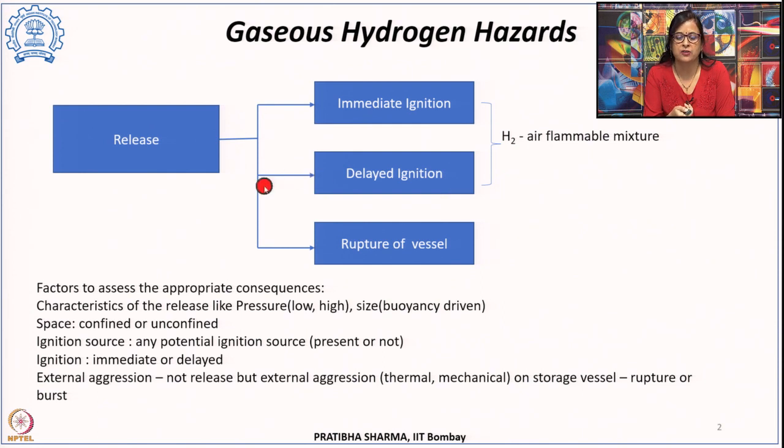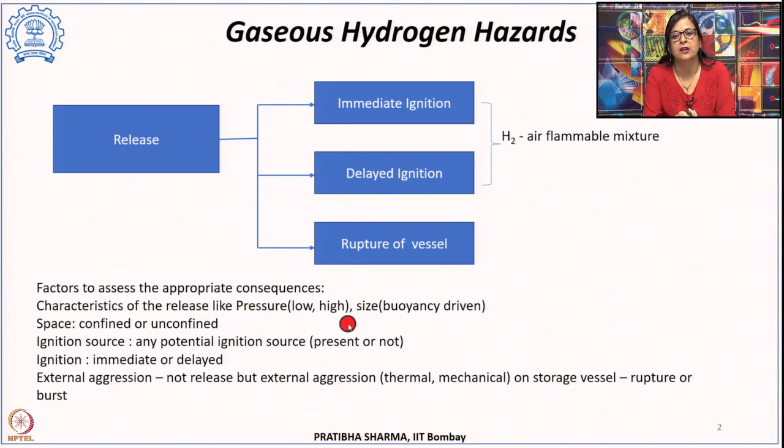However, there could be another possibility: if there is no source of ignition, the rupture of the vessel could result without any ignition. Now, there are different factors which will tell what will be the level of catastrophe, what will be the consequences and impacts on the nearby neighborhood or the property as well as the lives because of such accidents. And that depends on parameters like what was the release pressure, was it very high or very low, or what was the size of that release.